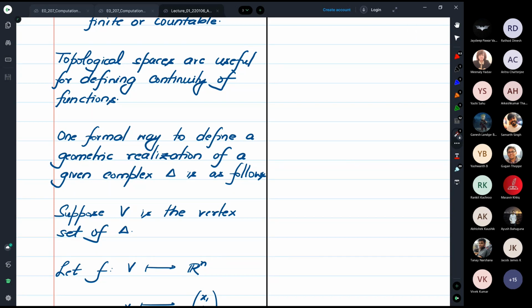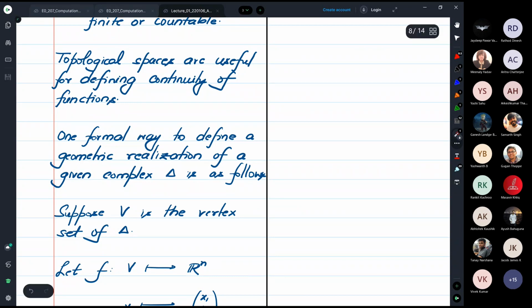So why did I define a topological space? The reason is that we want to define a geometric realization of a simplicial complex. A geometric realization of a simplicial complex means that to every simplicial complex, you attach a topological space. So what is this topological space? In order to define that, I have to give you a set and the collection of open sets in that set.